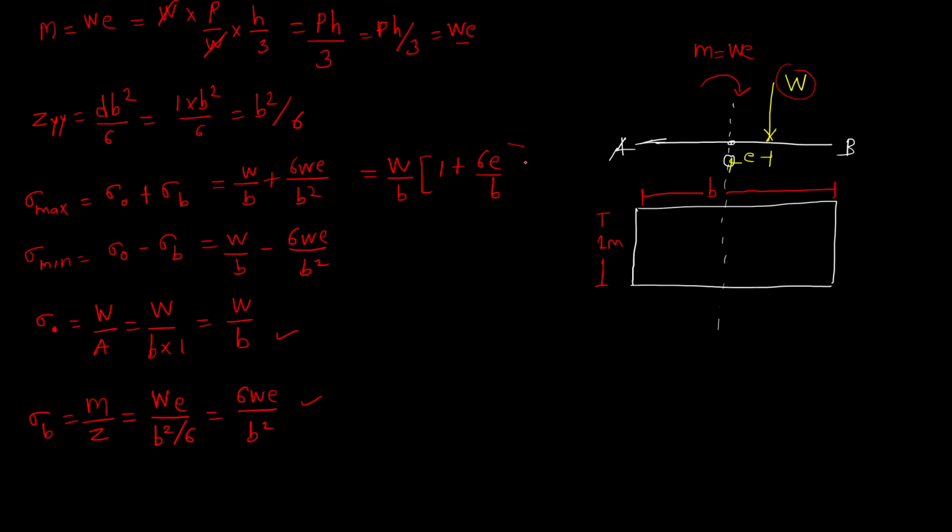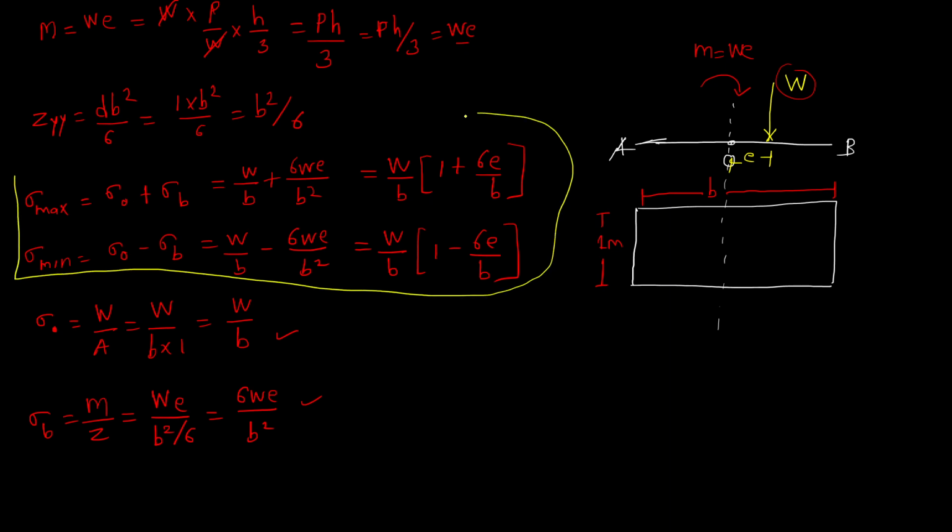1 plus 6E by B. Similarly, here it will be 1 minus 6E by B. So these are the final stresses that are acting at the base of the dam. So maximum stress is W by B into 1 plus 6E by B, and second, sigma minimum is W by B into 1 minus 6E by B.